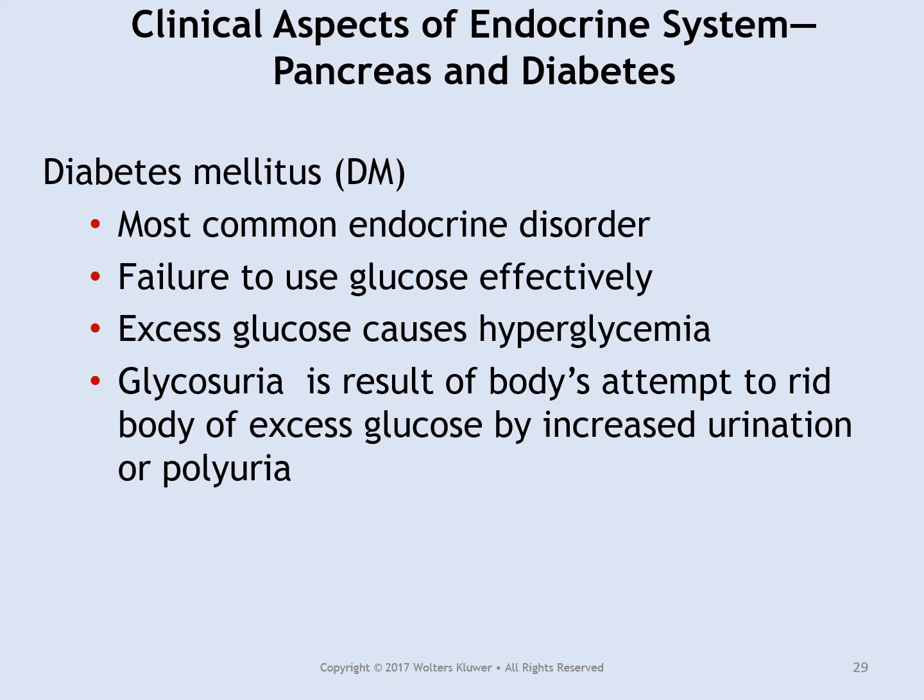Let's move on to diabetes mellitus, and we're looking at a malfunction in the pancreas. Diabetes mellitus is the most common endocrine disorder, and this is involved in the regulation of glucose levels. If you have too much glucose, that is hyperglycemia. And glycosuria, remember from the urinary system, and glucose being sugar, is the body trying to get rid of the glucose through the kidneys, and you'll end up with polyuria, too much urine being produced and released.